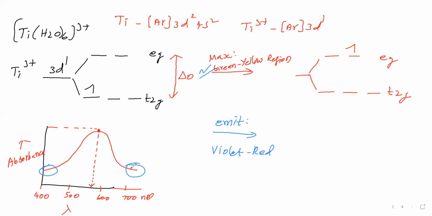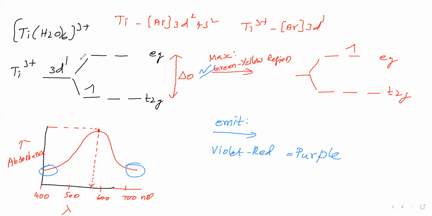This color is absorbed to the minimum extent. That means this color is emitted to the maximum extent. Therefore, this complex is appearing violet red. That is purple. So the color of the complex is purple.